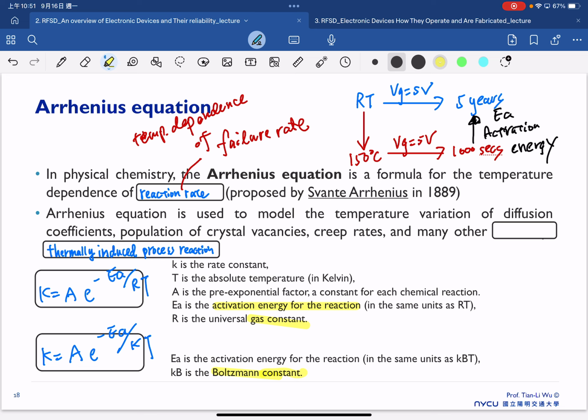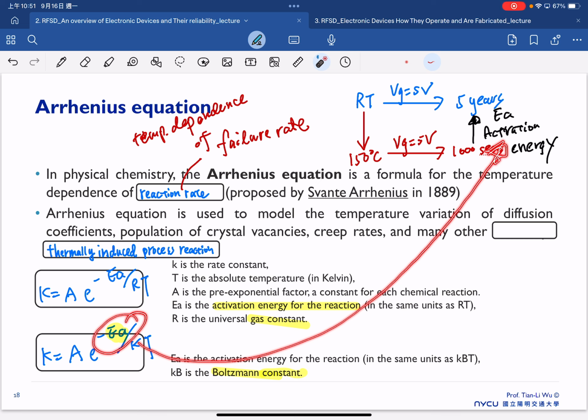So basically we use the Boltzmann constant a lot. Once we have this equation, finally we can start to have this EA. EA can be used to describe the thermally induced reliability, the thermally induced value. And we consider this EA, so we can start to do the things we are interested in.